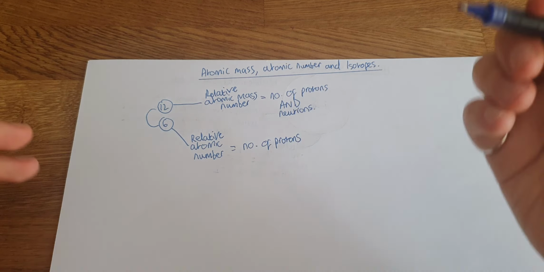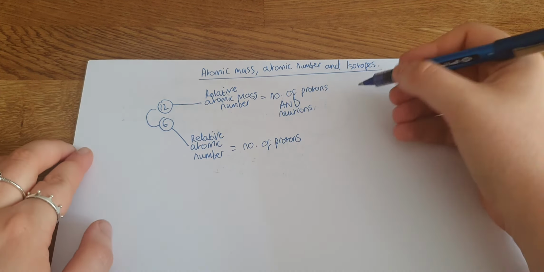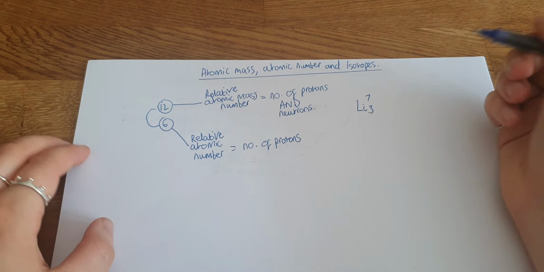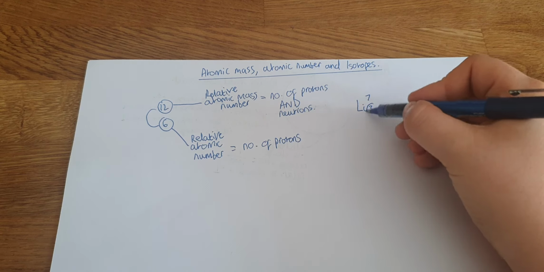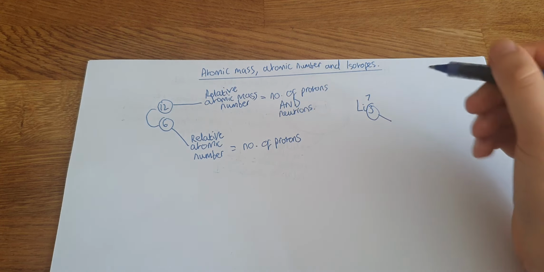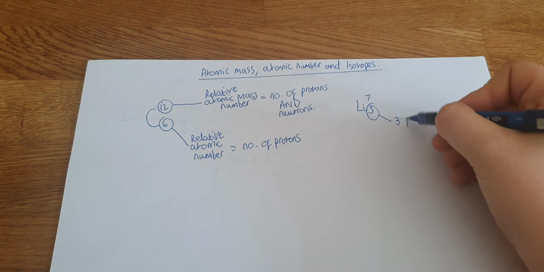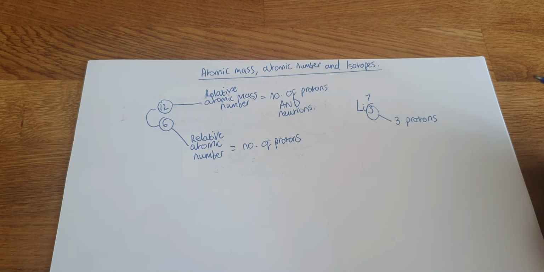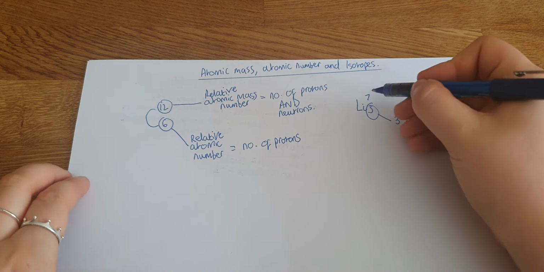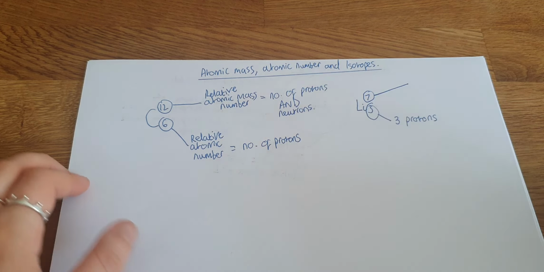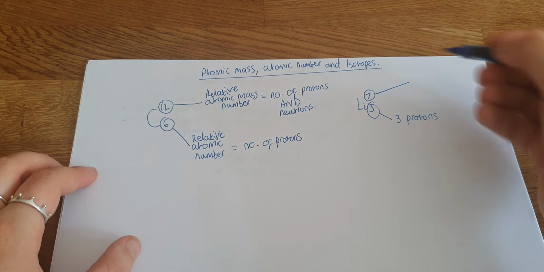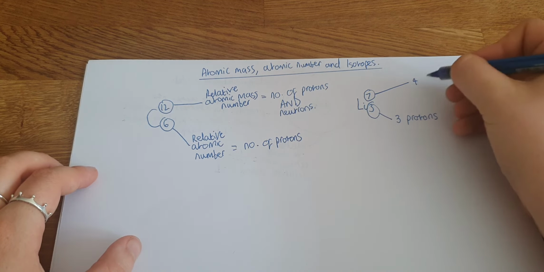So if I give another example, lithium, because I can remember it, lithium 7, 3. This is my atomic number, so that means there are 3 protons in lithium. Always, every single lithium atom that exists has 3 protons in the nucleus, and this is the number of protons and neutrons. So if 3 of these 7 are protons, that leaves me with 4 neutrons.